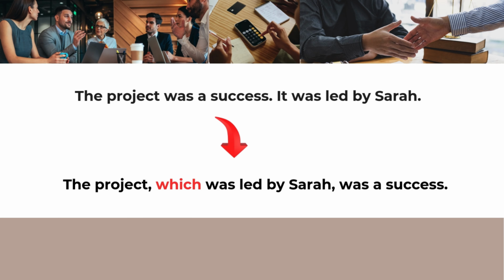Let's go to our 5 examples. Number 1, the project was a success. It was led by Sarah. How can we connect these 2 sentences? The project, which was led by Sarah, was a success. Doesn't that sound much better?